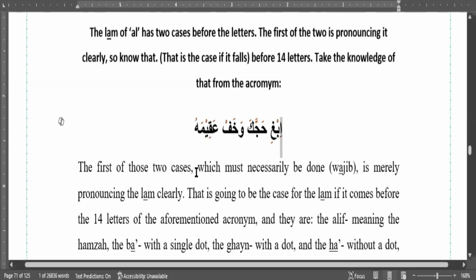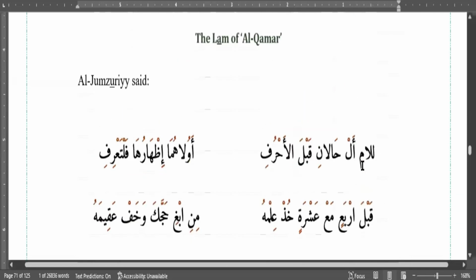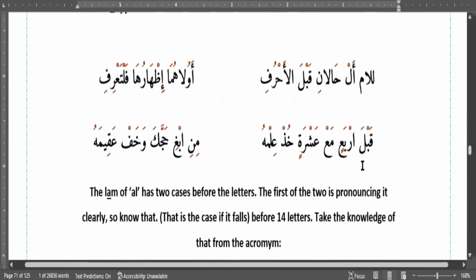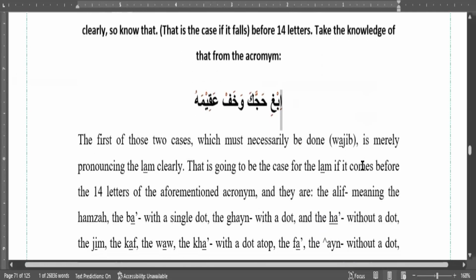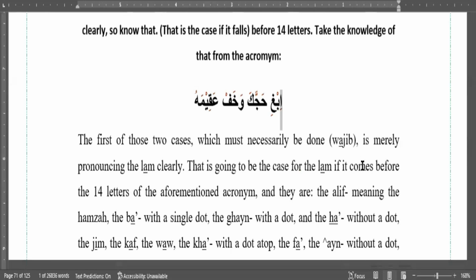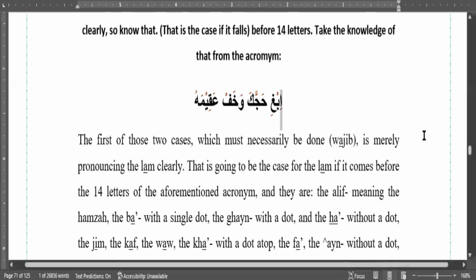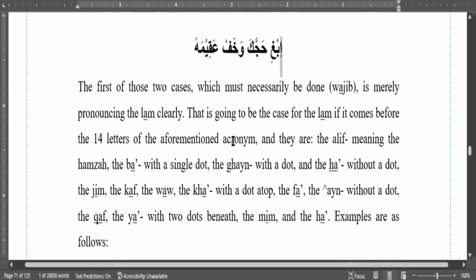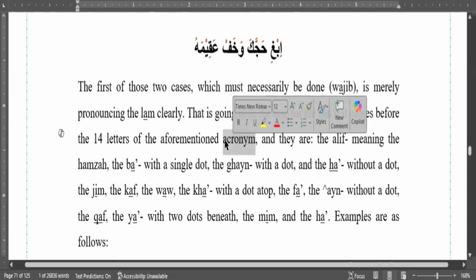The first of those two cases, which must necessarily be done, is wajib. Both of these cases are wajib. This idgham of the lam into the harf shamsi, and the izhar of the lam before the harf qamari, is wajib. In the first of these cases, it is merely pronouncing the lam clearly, manifesting it. That is going to be the case for the lam if it comes before the 14 letters of the aforementioned mnemonic device. Inshallah, I'll go in there and fix this term here.